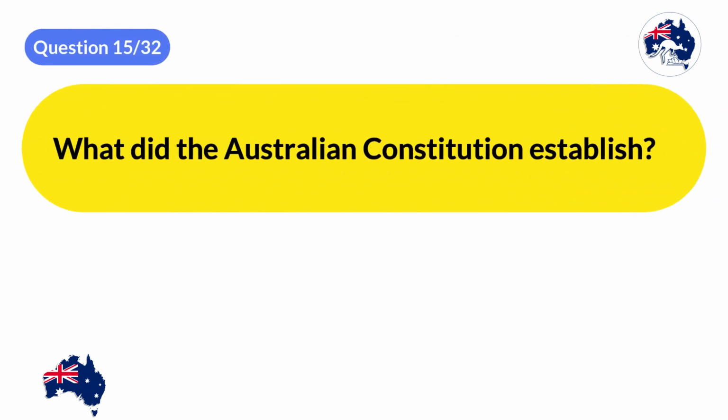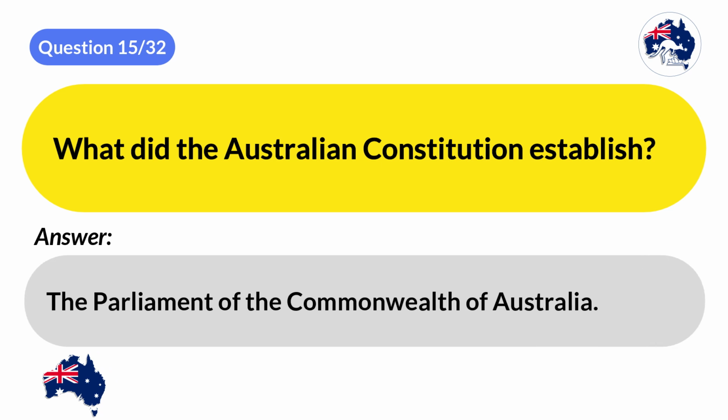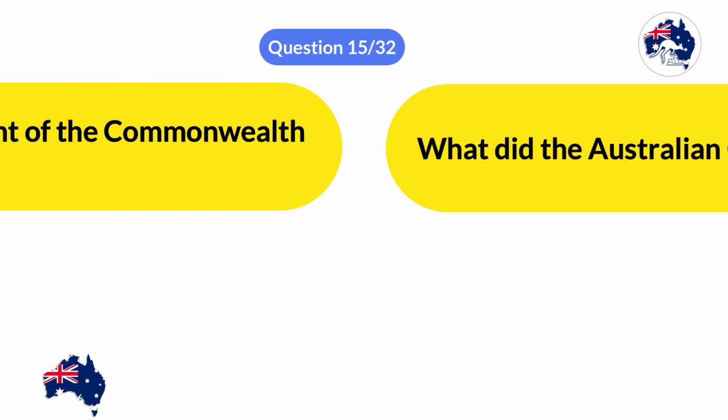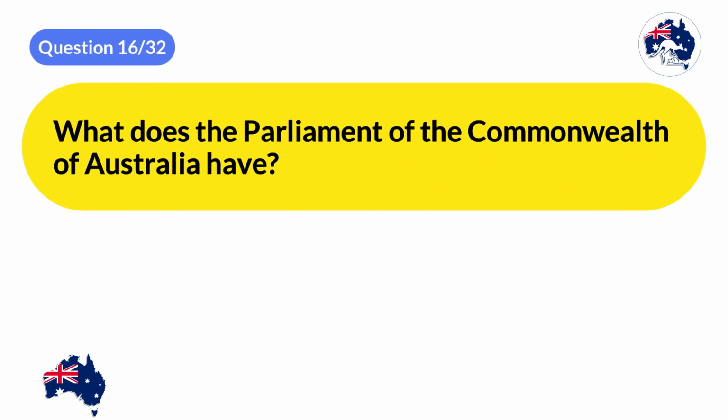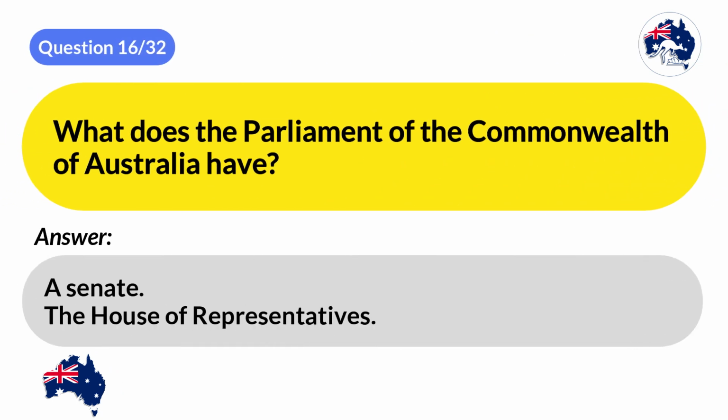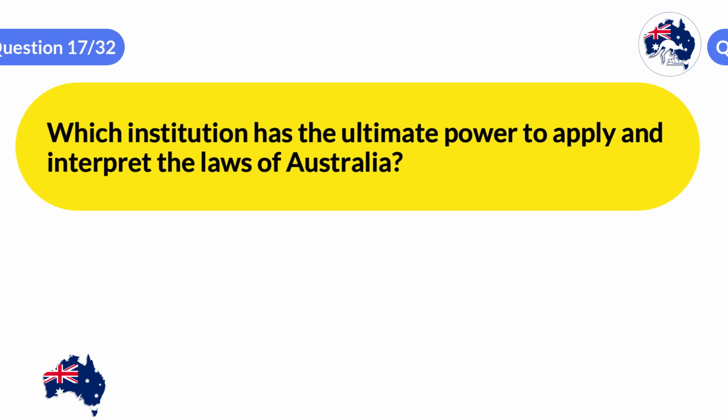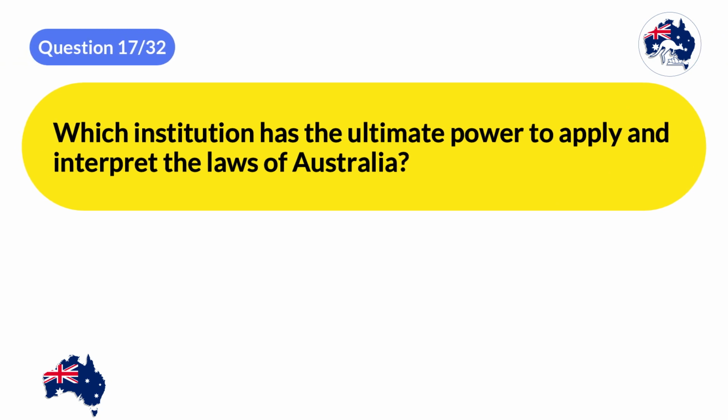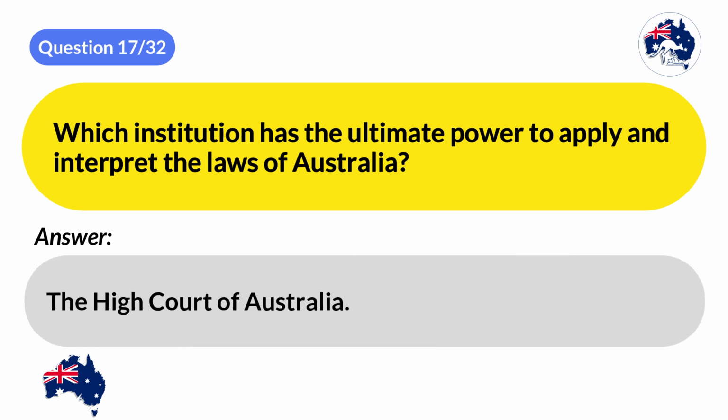What did the Australian Constitution establish? The Parliament of the Commonwealth of Australia. What does the Parliament of the Commonwealth of Australia have? A. Senate. The House of Representatives. Which institution has the ultimate power to apply and interpret the laws of Australia? The High Court of Australia.